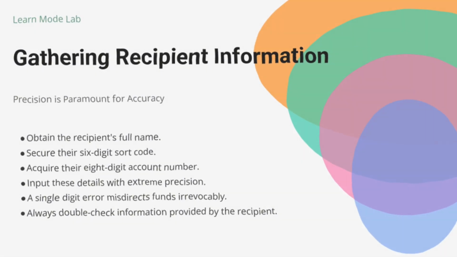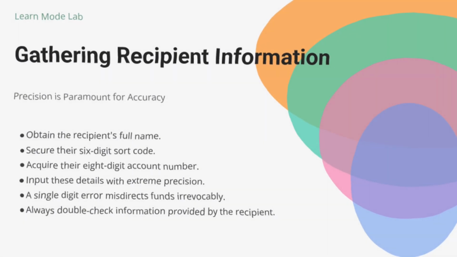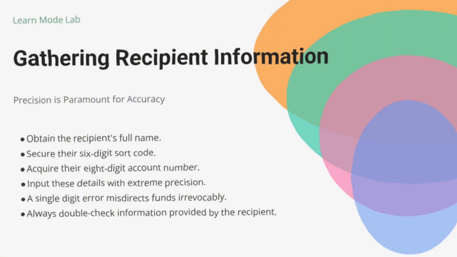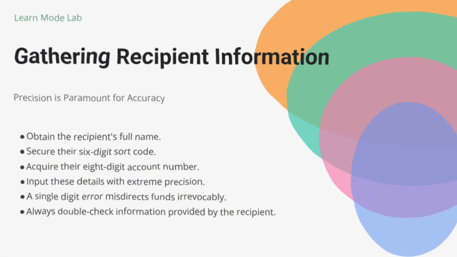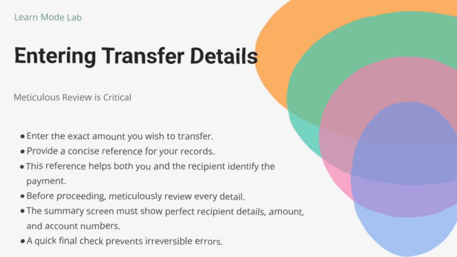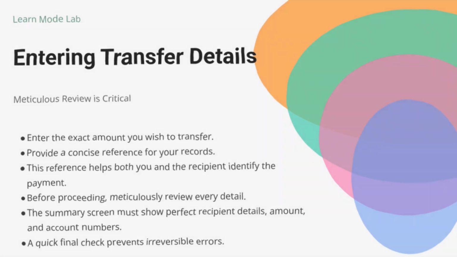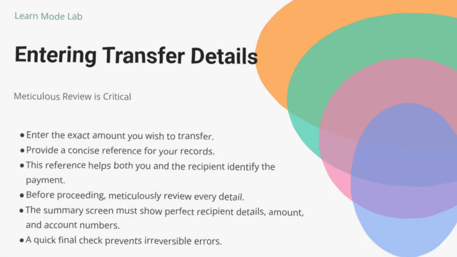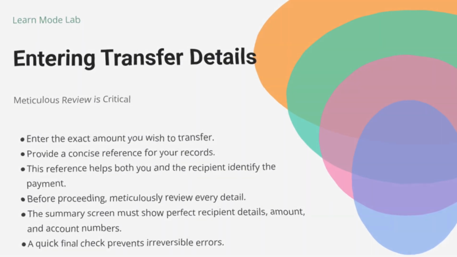Obtain the recipient's full name, their 6-digit sort code, and their 8-digit account number. Input these details with extreme precision. A single-digit error misdirects funds irrevocably. Enter the exact amount. Provide a concise reference for your records.